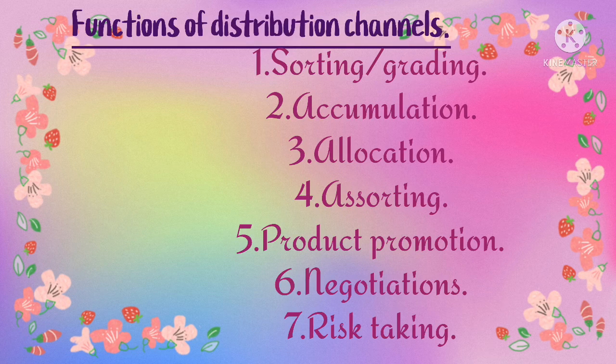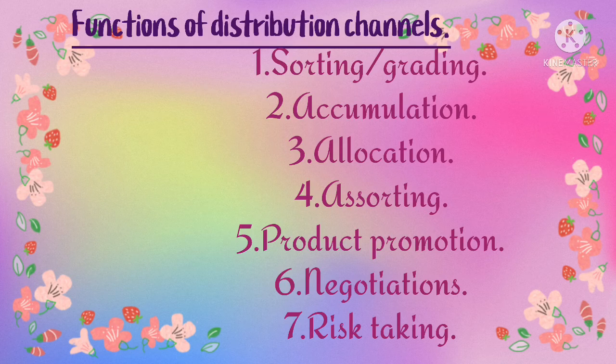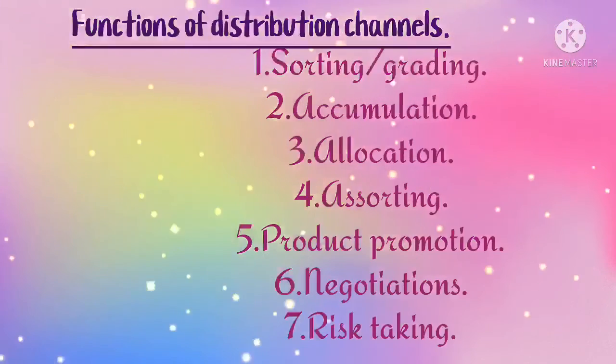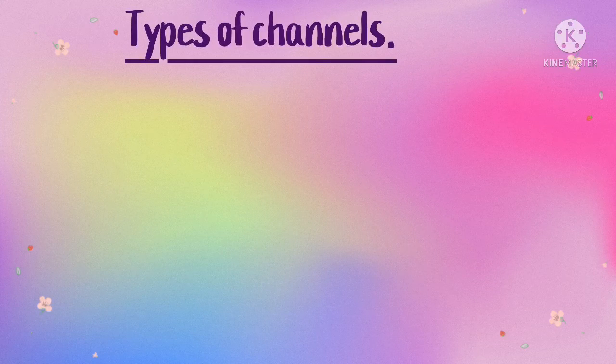Once it is given by the manufacturer to the middleman, then if any risk arises while transporting the goods, that responsibility will be taken by the middleman. So the middleman has to bear the risk of spoilage or damage of the goods. So these were the functions of distribution channels. The next topic is types of channels.